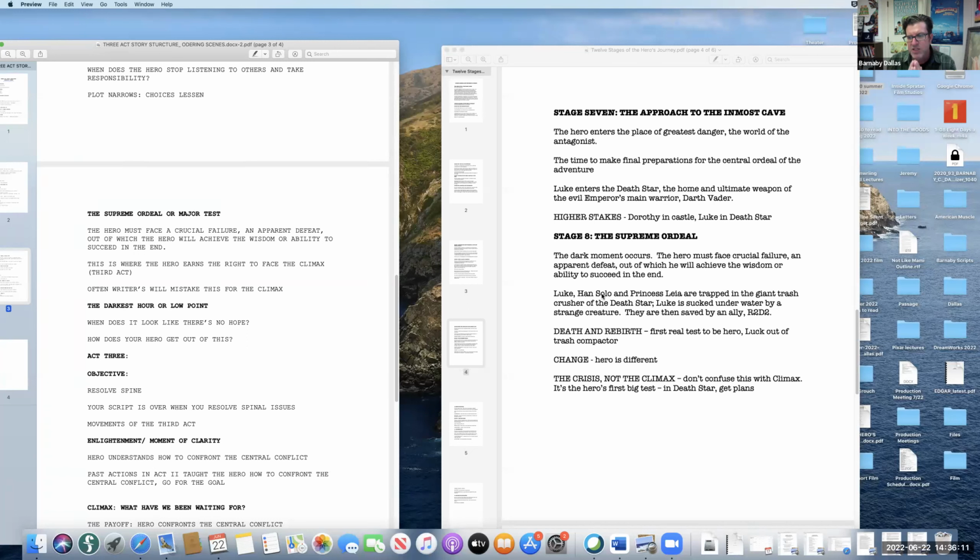Luke is literally trapped in a giant trash crusher and is sucked underwater, and it appears that it's over, right? Dorothy is trapped in the castle and the hourglass has flipped over, and when this is over, you're dead, right? In the hero's journey, and this is getting into Buddha, Christ stories, Achilles stories, all of the hero stories, Neo, all of them, there's an apparent death and rebirth, right?